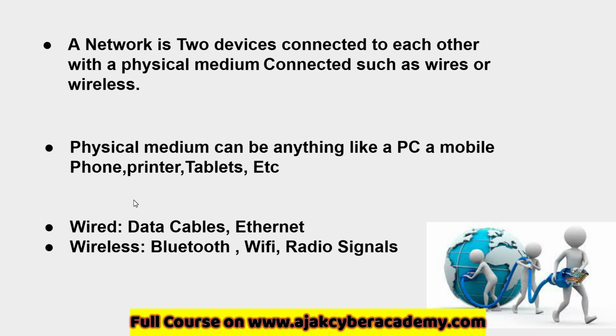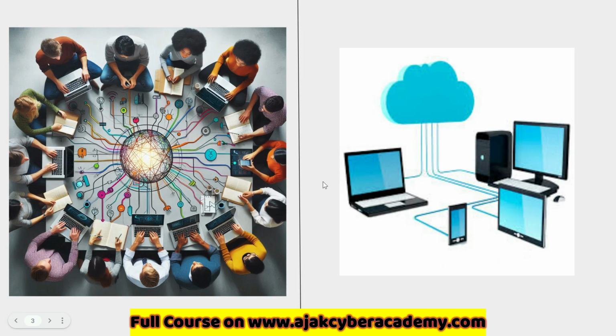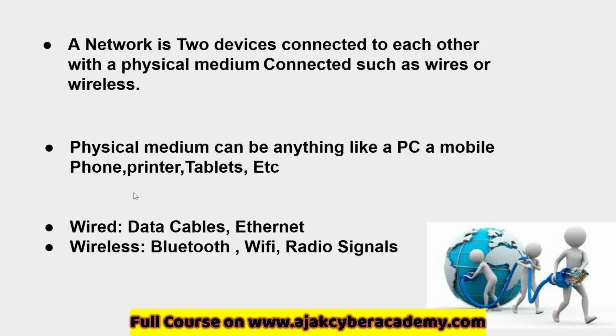And finally we have two types, as I already said: wired and wireless. So this will be wired, and here we have wireless. Data cables and Ethernet fall under wired, and under wireless we have Bluetooth, Wi-Fi and radio signals. Wired has many things; again, I'll explain them in a later video, guys, okay?